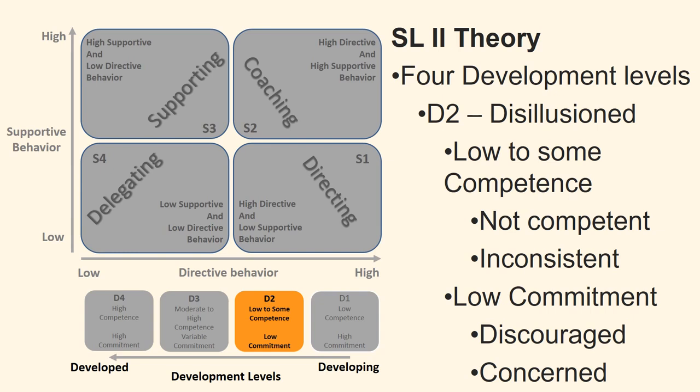Development level 2. The employee is a disillusioned learner. The employee has low to middling competence. The employee has some knowledge and skills. The employee is learning but not competent yet. The employee has inconsistent performance and progress. The employee has a low commitment. The employee is discouraged and frustrated, maybe ready to quit. The employee is overwhelmed, demotivated, confused and concerned. The employee is afraid of making mistakes.